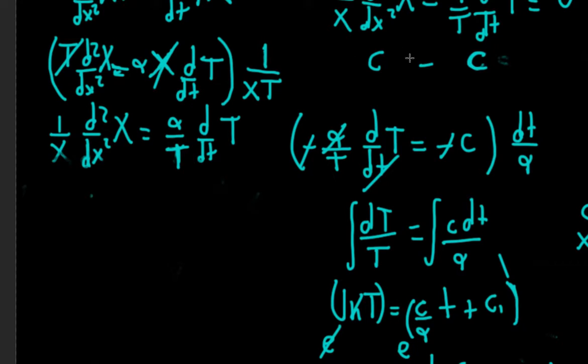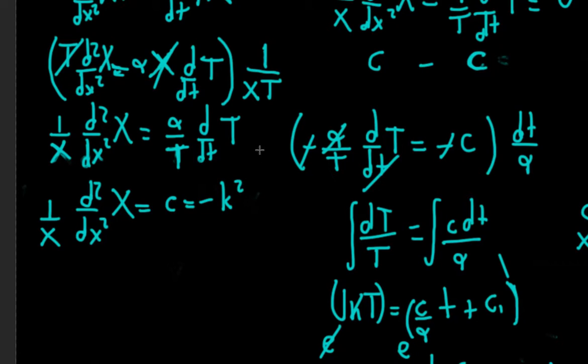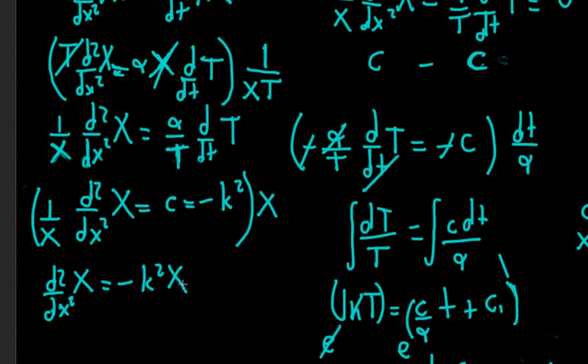So for example, we are going to do something similar to what we did here. We are going to have that 1 over X, the function capital X, is equal to C, but we know that C is equal to minus k squared. So we can multiply everything by X, like what we did here, and we are going to have just the double derivative with respect to x of capital X equal to minus k squared times capital X.